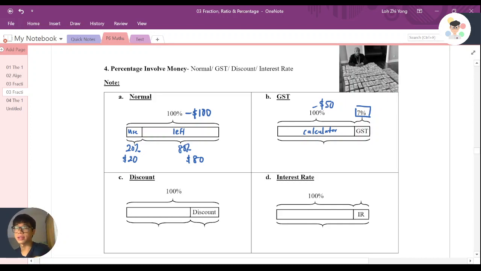So you can take out your calculator and let's try to calculate it. 7% of $50 is $3.50. So you can write here, oh, this is actually $3.50. This is the tax that I need to pay. So after knowing that the price for calculator is 50 and the GST is 3.50, now you should know that the amount that you really need to pay is $53.50.